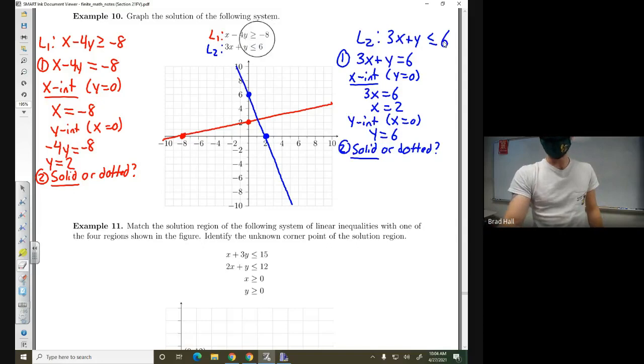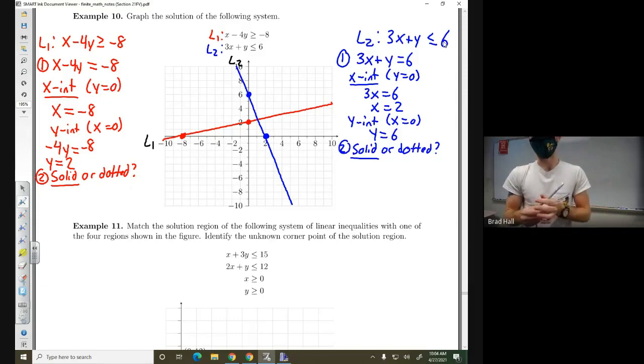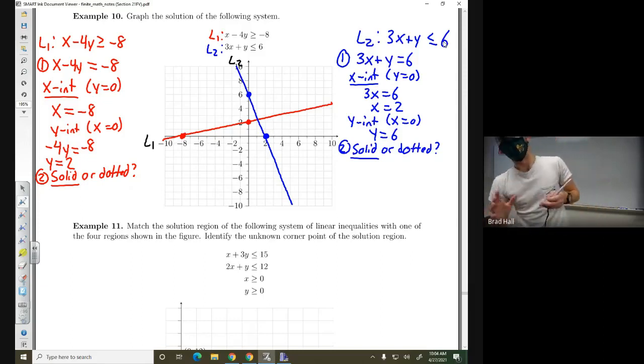So now we have our two lines. If you don't have multicolored pencils and all that stuff, it's just good to put labels next to each line to remind yourself that that's the first line and that's the second line. This will be helpful here for the shading purpose. You want to know which line is which.